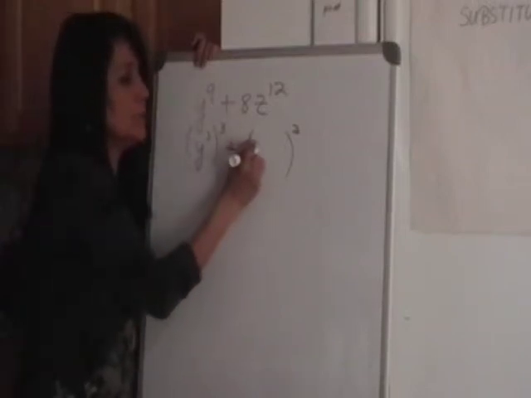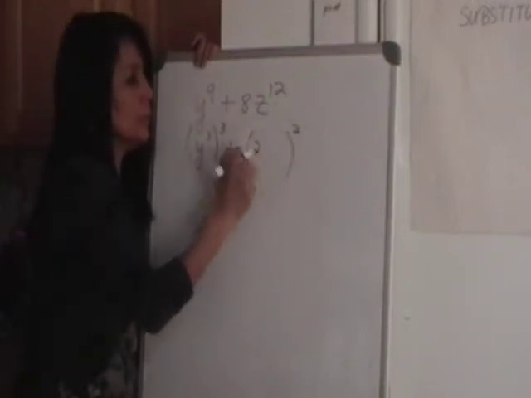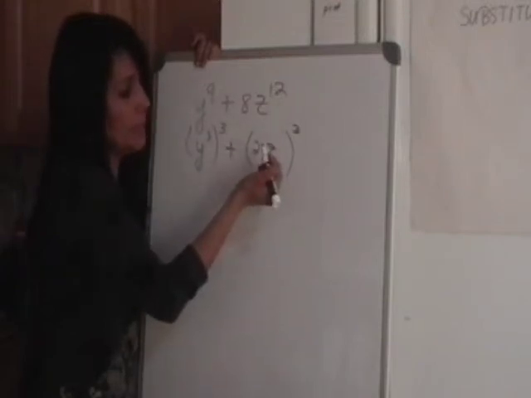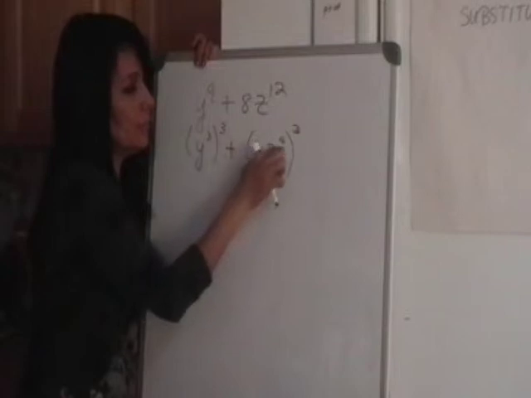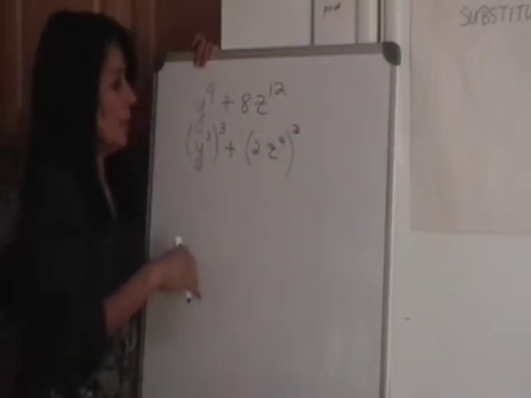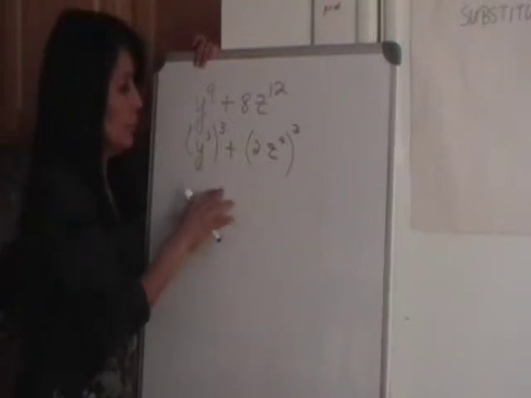Well, 8 you know is 2 cubed, right? So that's 2 cubed. And z to the 12th, applying the properties of exponents, can be written as z to the 4th raised to the 3rd, right? 4 times 3 is 12. Okay, then we can use substitution if you want, right?